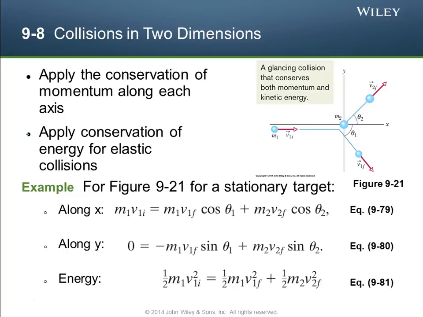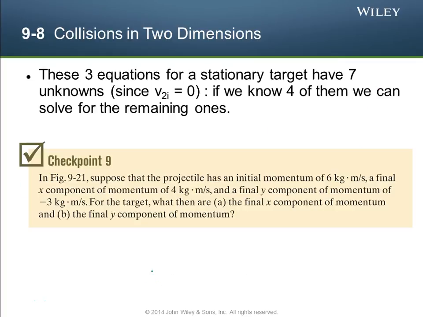Now, when we have collisions in two dimensions, everything's the same, except now we have to look at stuff in the x direction and we have to look at stuff in the y direction. So we're going to have to use our trig functions to split up our momenta into the x and y direction. However, energy does not change, because remember, energy is a scalar. Direction doesn't matter. We only have to split up momentum because momentum is a vector. Take a look at checkpoint number 9 here and give it a try.